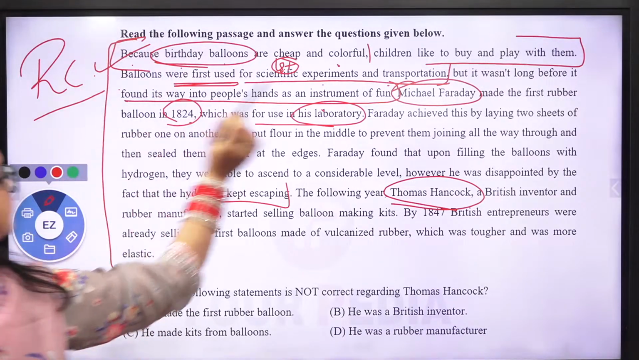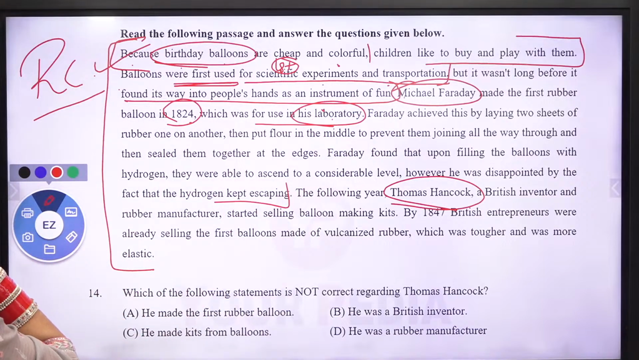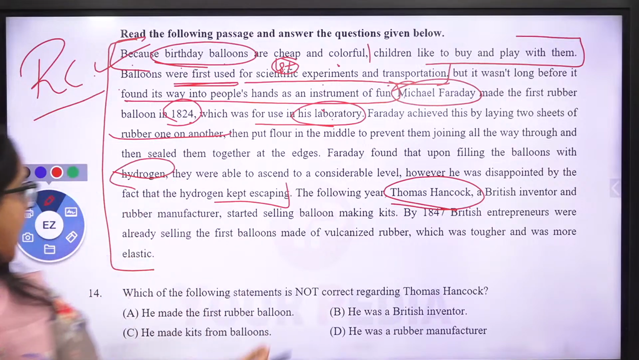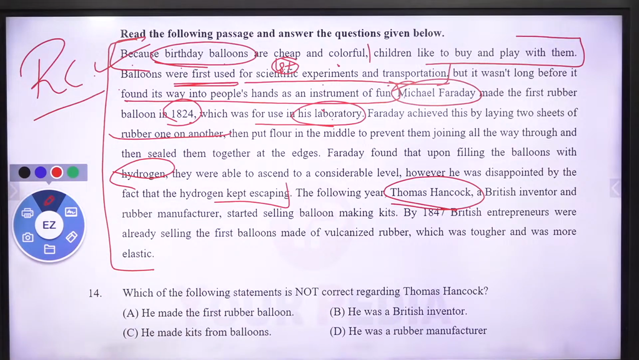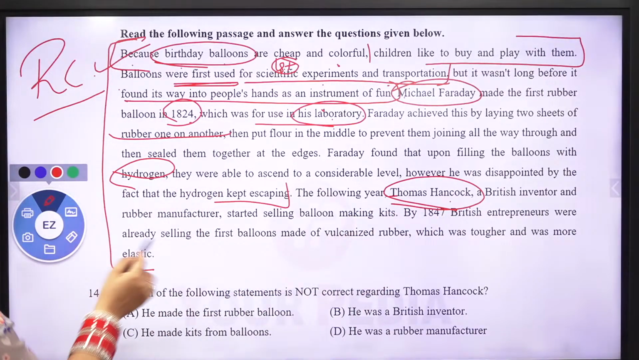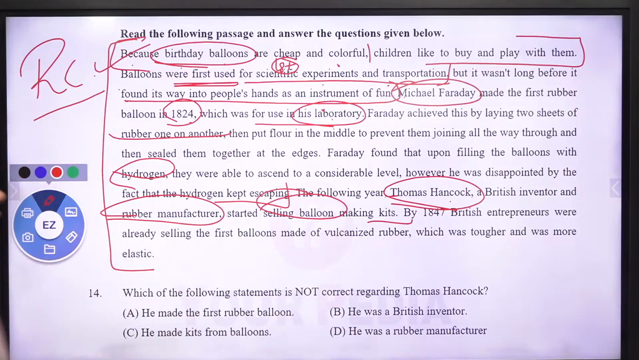Then we are talking about the first person who used it in his laboratory. Then we talked about how he started with one rubber over another. Then he tried to fill it with gases like hydrogen and it started coming upwards. And then there was another person, Thomas Hancock. He also tried; he was a rubber manufacturer. He started selling balloon making kits. And by 1847, British entrepreneurs were selling the first balloon, which was tougher and more elastic.